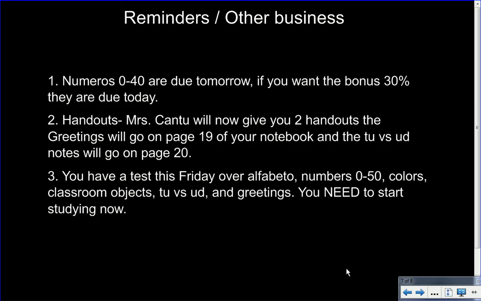Now this Friday you have a test over the alfabeto, numbers 0 to 50, colors, classroom objects, tú versus usted, and greetings. You need to start studying for that now. The quizzes weren't too bad on Friday. Some were really, really good, and there were a few that were maybe not as good. You really need to go over that alfabeto and those numbers. Go to my YouTube channel, watch the alfabeto videos, watch the numbers videos, and practice those.